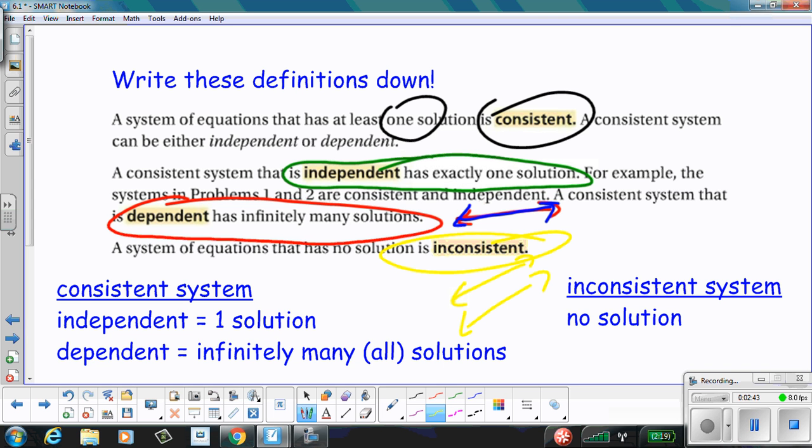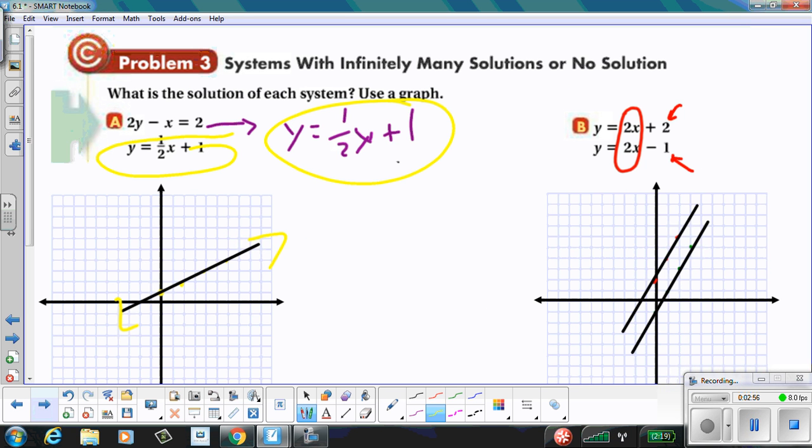So if there is at least one solution, it's consistent. And then when it is consistent, it is either independent or dependent. So as you look at these systems and as we use the language of it, please continue to get comfortable with it. Problem 3, I did this already, but it wasn't recording, but here we are.